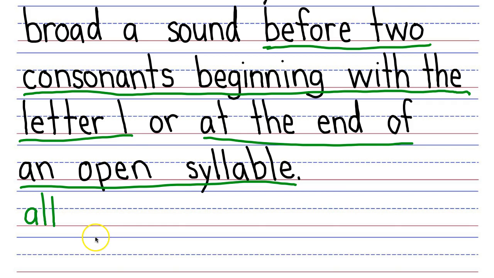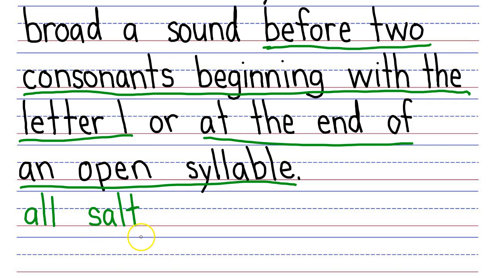But they don't have to both be L's. You could have a word like salt. So let's write that down. We have an S that says s, an A that makes its broad A sound, ah, an L that says l, and a T that says t. So here are two consonants, the L that says l and the T that says t. These two consonants begin with the L, and that means that the A can make a broad A sound. S, ah, l, t, salt.